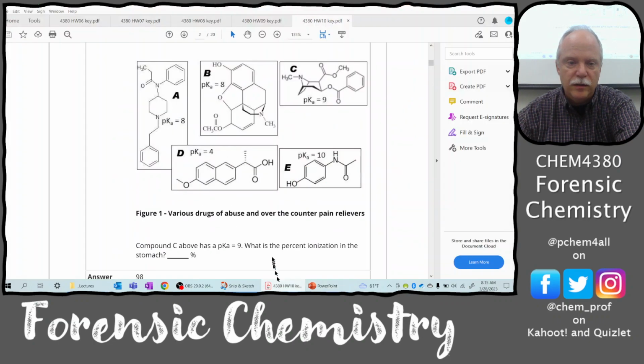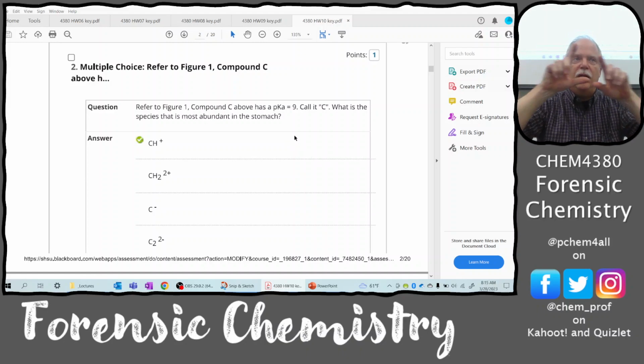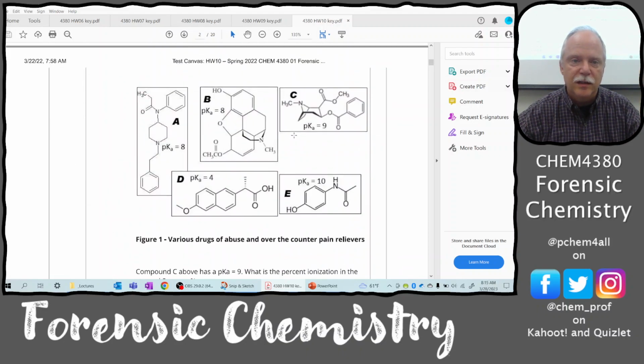Let me find it. Let's see. So we're going over here. The second one is compound C, which has a pKa of 9. What is the species most abundant in the stomach? Okay. So you could do the pH scale, draw a vertical line at 9, and then if we look at C, it is a base. And so less than 9 would be BH plus, or CH plus in this case, and greater than 9 would just be C. So it'd be CH plus.